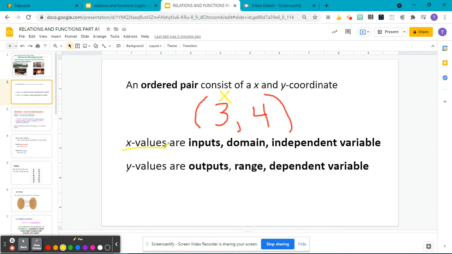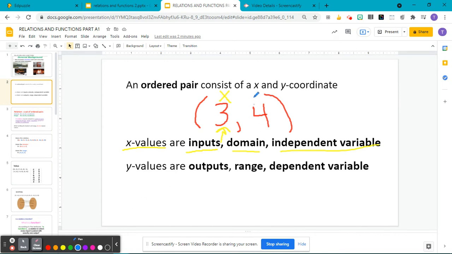But the thing that you have to know now is it's not just an x and a y coordinate. It has other names, and you're going to be referring to those by these other names throughout the entire year from now on. In any math class, they might say, what is the input? They might say, what is the domain? What is the independent variable? And in each case, each question represents the same thing. It represents this 3. It represents the x coordinate of your ordered pair.